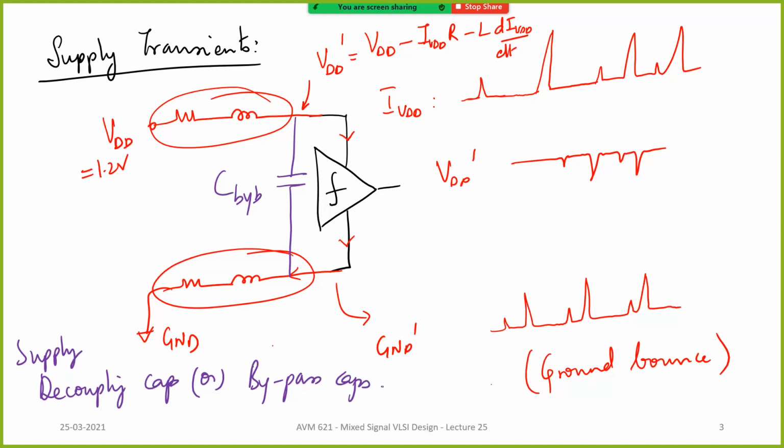Now in a good design, of course it may not always be possible, but at least in the IC, at the top level layout, you will try to put these supply bypass capacitors as close as possible to your switching circuits. And what is the job of this capacitor? The job of this capacitor is basically to source this switching current.